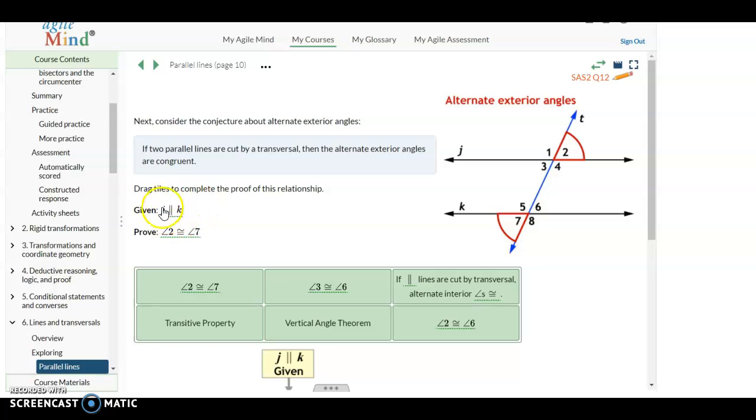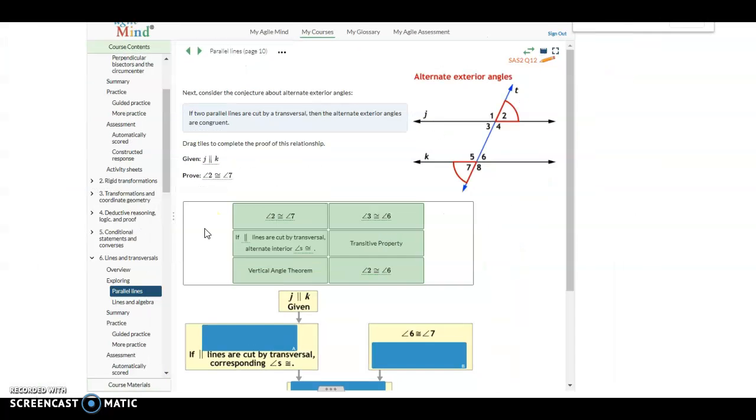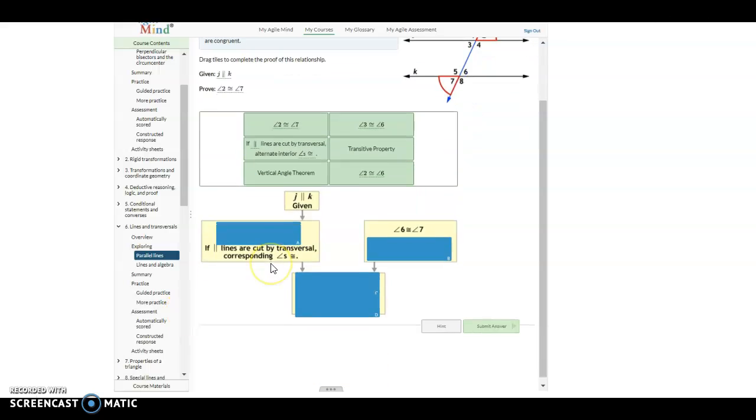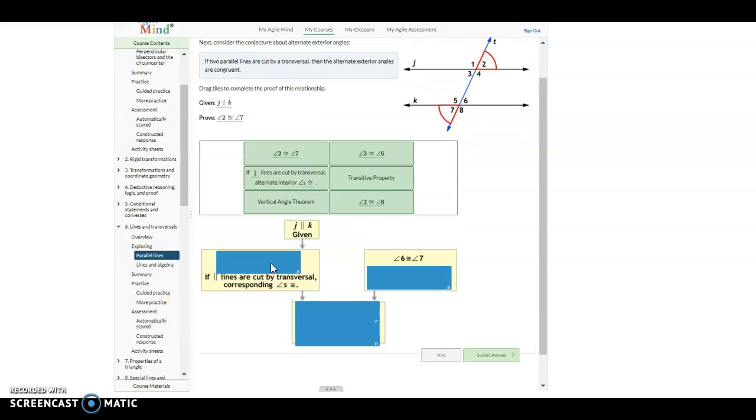So our given is that we have parallel lines, and we're trying to prove that the alternate exterior angles 2 and 7 are congruent. So let me try to get this to where it all fits on one page. So remember, this is called a flowchart proof for obvious reasons, but still, just like with the 2-column, you still have to give statements and reasons in every single block. So they took one of the easy parts away from us, the fact that the given statement and the reason are both given in that first block.